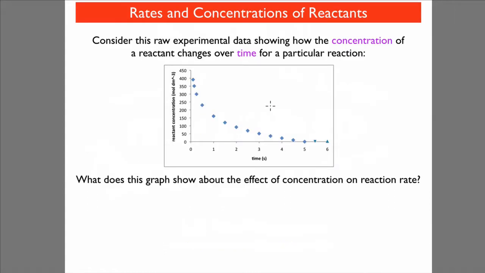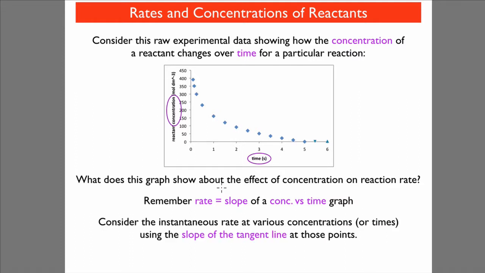Consider this raw experimental data showing how the concentration of a reactant changes over time for a particular reaction. You can see that we have time on the x-axis and concentration on the y-axis. And if you remember, the rate equals the slope or the gradient of the concentration versus time graph.